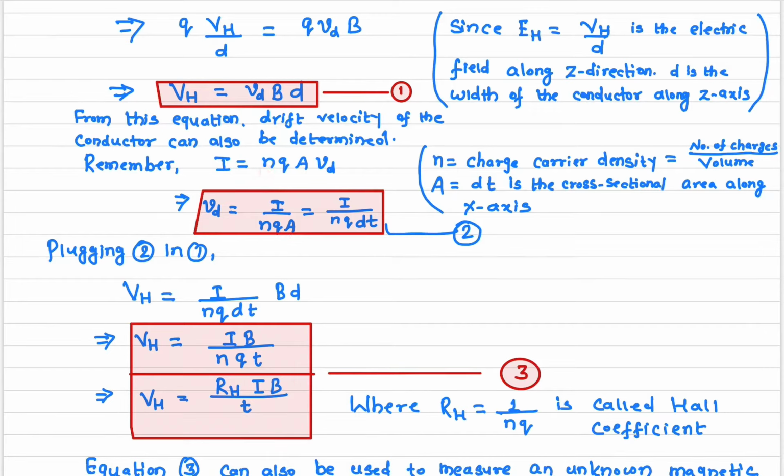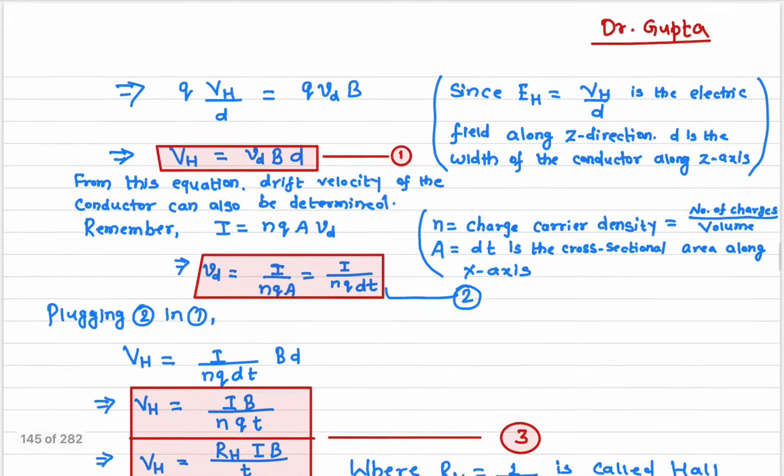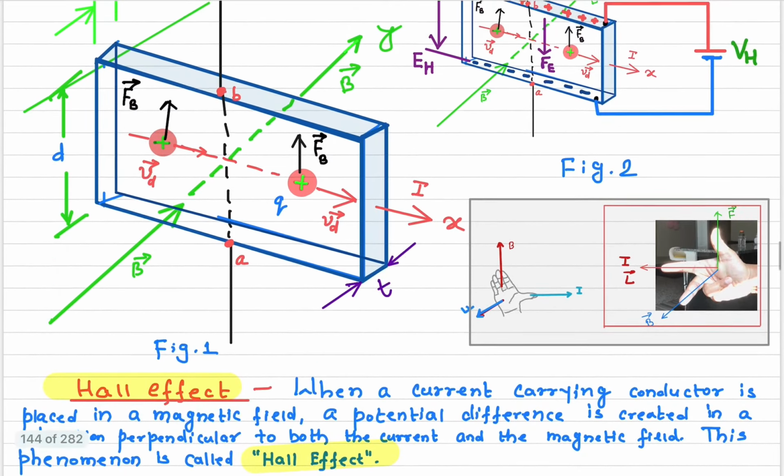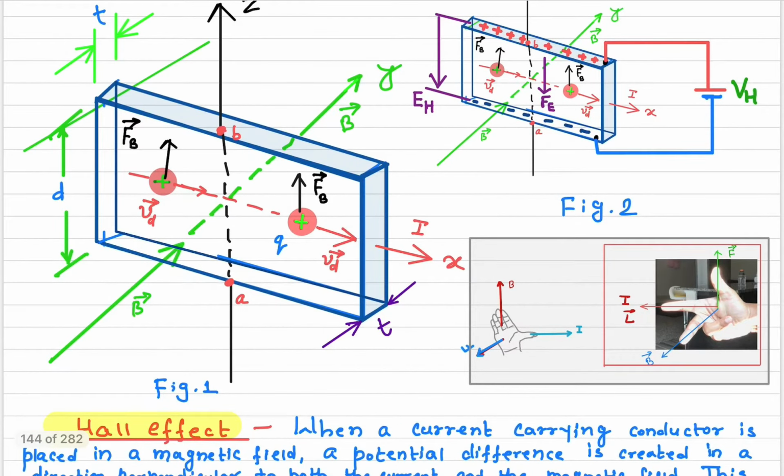And what is N? N is the charge carrier density, which is the number of charges per unit volume. And A, that's the most significant point here. A is the cross-sectional area. If you look at this picture, what is the cross-sectional area here? We have so many cross-sectional areas. Which cross-sectional area will be taken into account? The answer is: the current is moving along the x-axis, so the cross-sectional area will be in the YZ plane. So this is my cross-sectional area.